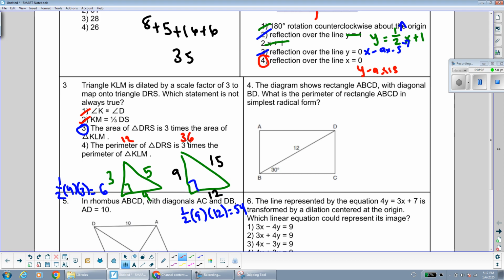The areas are not. So 3 is the correct answer. For number 4, we need the exact value of BD, sorry, of the perimeter in simplest radical form. So this is a 90-degree angle because we do have a rectangle, so that leaves this one to be 60 because all angles of a triangle add to 180. So what we have here is a 30, 60, 90 triangle.